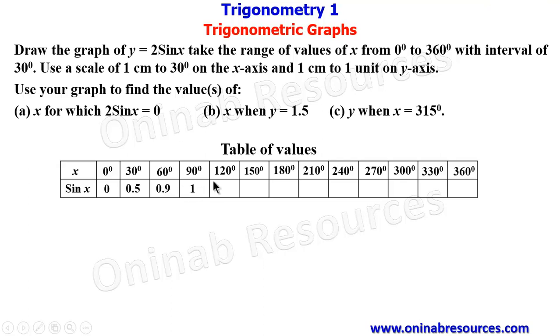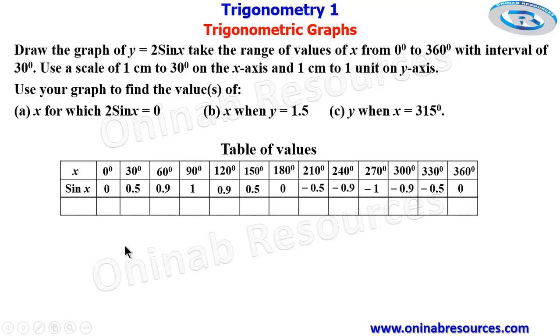Sine 90 is 1, sine 120 is 0.9, sine 150 is 0.5, sine 180 is 0, sine 210 is negative 0.5, sine 240 is negative 0.9, sine 270 is negative 1, sine 300 is negative 0.9, sine 330 is negative 0.5, and sine 360 is 0.